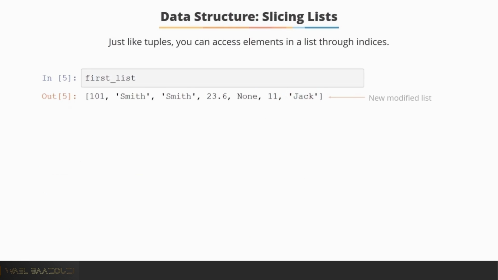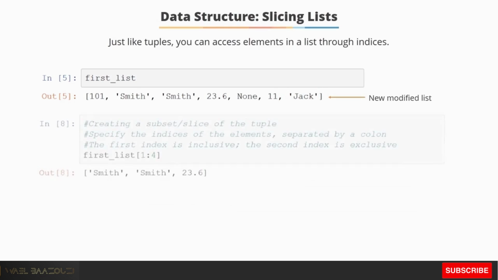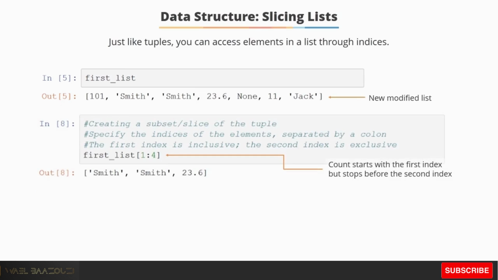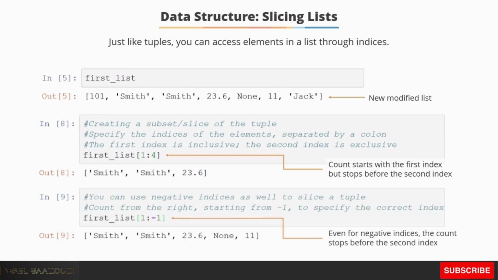As you sliced tuples, you can also slice lists. Recall that to slice a tuple, the indices of the first element and the element immediately after the last element must be specified. The same is applicable to lists. You can also use negative indices to slice lists, as shown here.